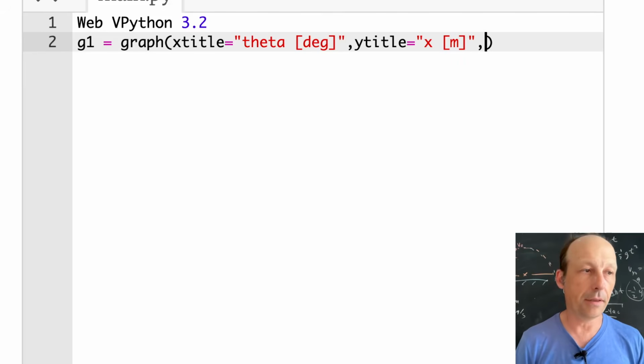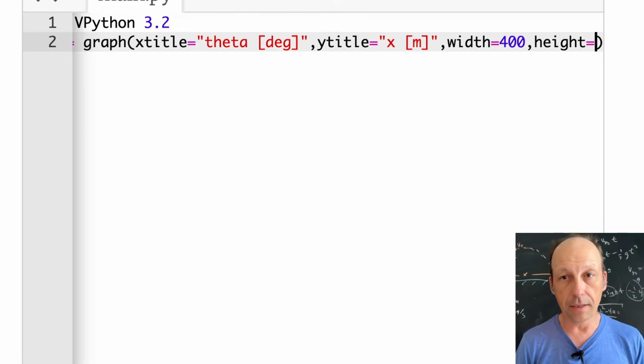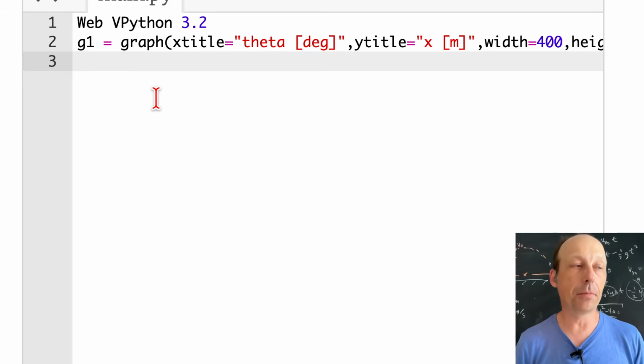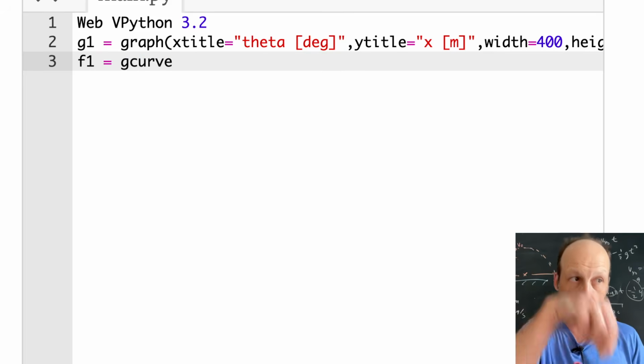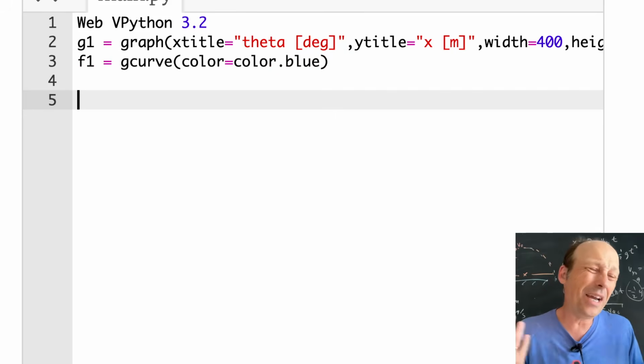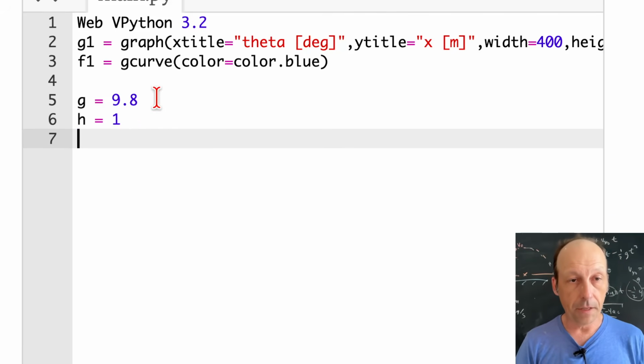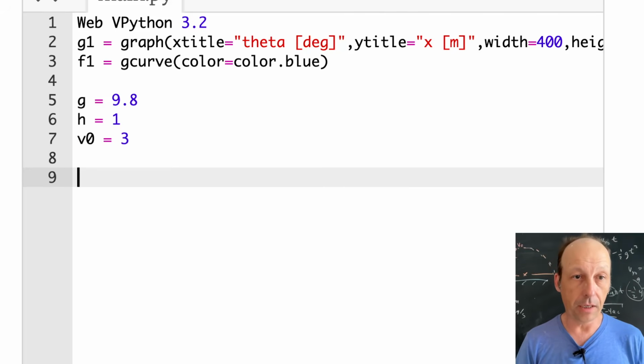Now, the default settings for the graph are too big, so I can go with width equals 400, height equals 200 pixels, and that makes it a little bit easier to see. Now we're going to make a graph curve, f1 equals gcurve, to plot the function that we're going to plot, and I like the color blue the best. color equals color.blue. There we go. Okay, so let's go ahead and define some things that we're going to need. g equals 9.8, h equals 1, v0 equals 3.